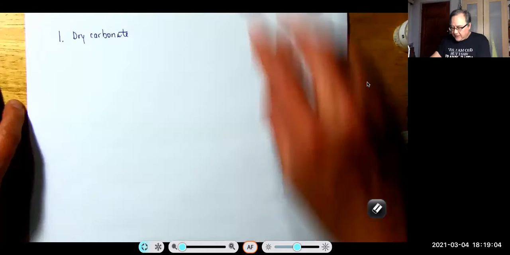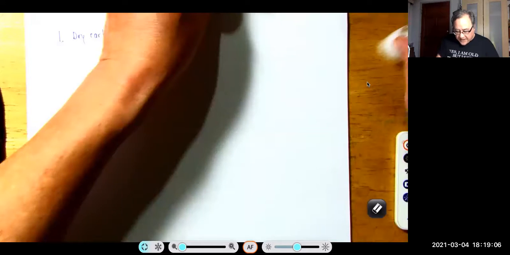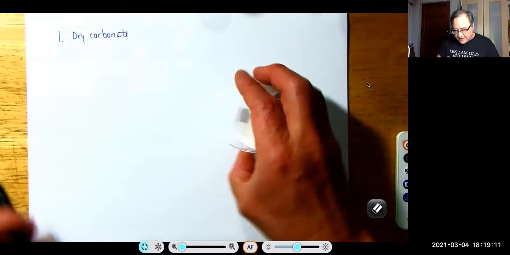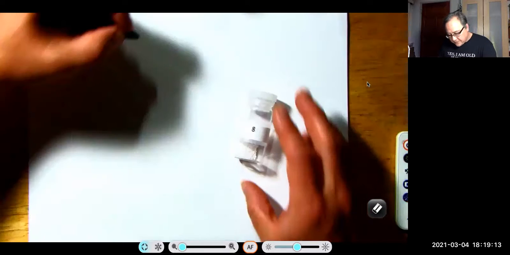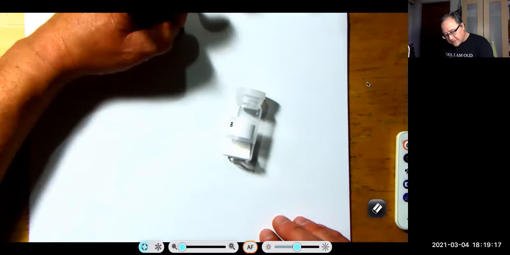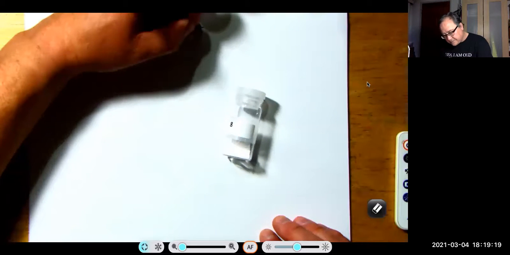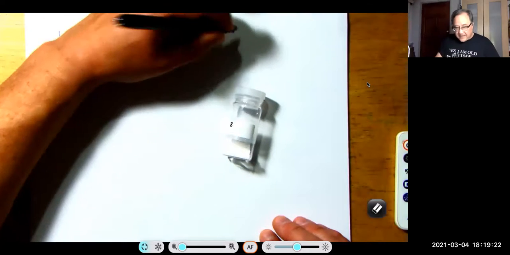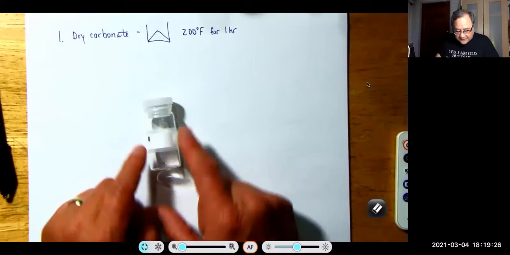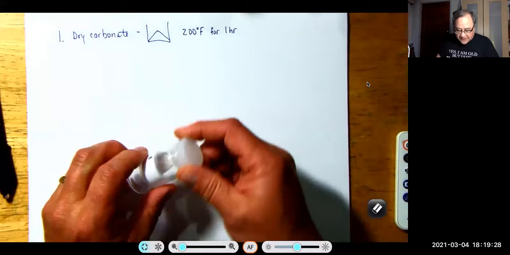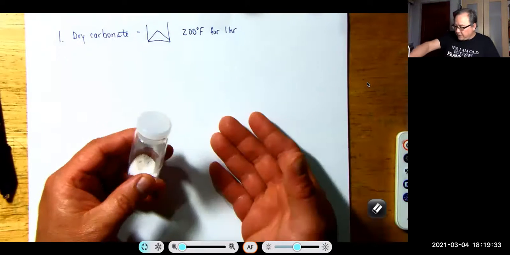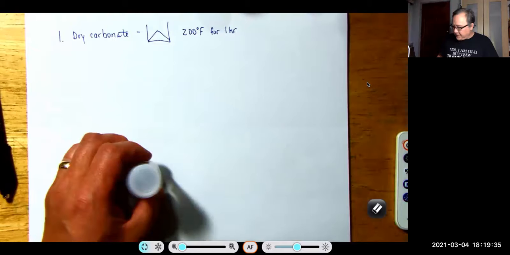So here, this is my carbonate, and I actually dried this sample earlier today. And the way you dry it is you put it into a beaker and in the oven at 200 degrees Fahrenheit for 1 hour. Now, naturally, you're not going to put this in the oven because it's got tape on it and it's got plastic on the cover. And besides, if you want the moisture to leave this thing, you want this thing to be open. So I would suggest using one of your beakers that you have.